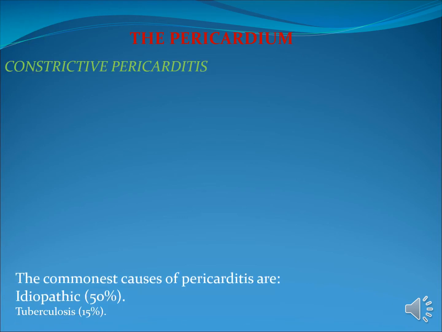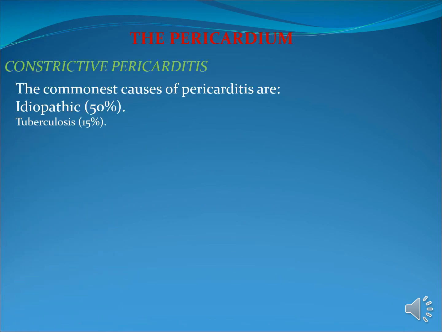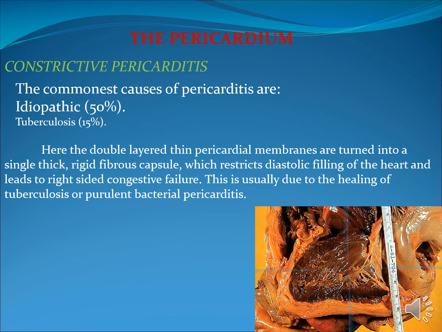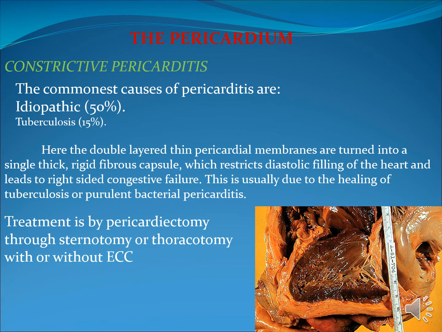Pericardium. Constrictive pericarditis. The commonest causes of pericarditis are idiopathic and tuberculosis. Here, the double-layered thin pericardial membrane is turned into a single, thick, rigid, fibrous capsule, which restricts diastolic filling of the heart and leads to right-sided congestive failure. This is usually due to the healing of tuberculosis or purulent bacterial pericarditis. Treatment is by pericardiectomy, through sternotomy or thoracotomy, with or without extracorporeal circulation.